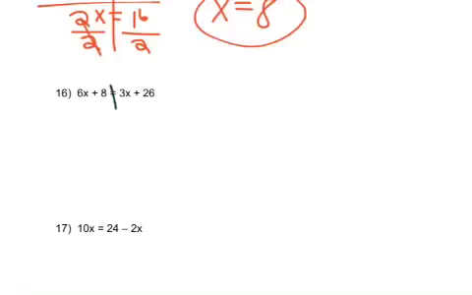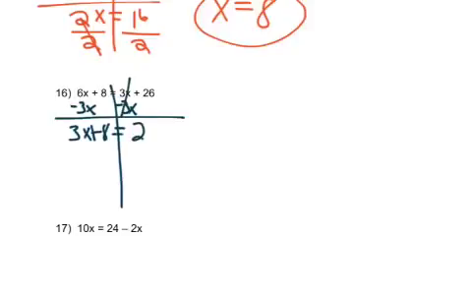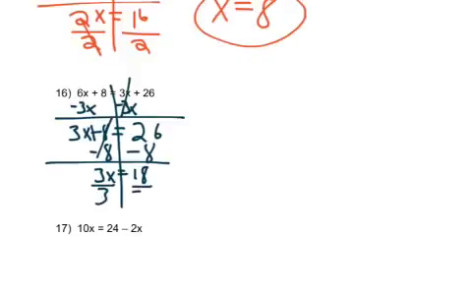Number 16, I have variables on both sides. 3x is smaller than 6x, so I'll take the opposite of 3x. So the opposite of a positive 3x is a minus 3x. Make sure you're lining it up under the appropriate term with the variable. So I would have 3x, bring down your plus 8, equals 26. The opposite of adding 8, I would subtract 8 from both sides. Those cancel to give us 3x equals 18. And the opposite of multiplying by 3, I'm dividing by 3 on each side to give me x equals 6.